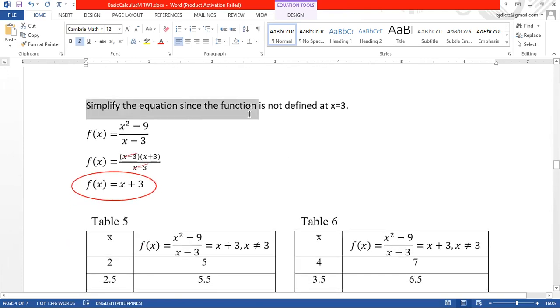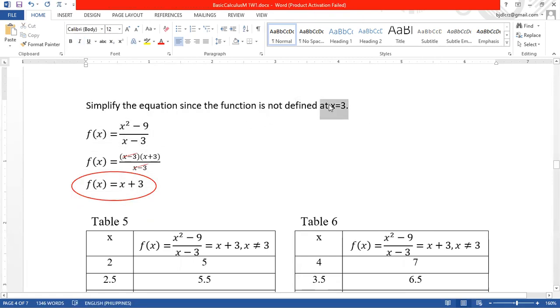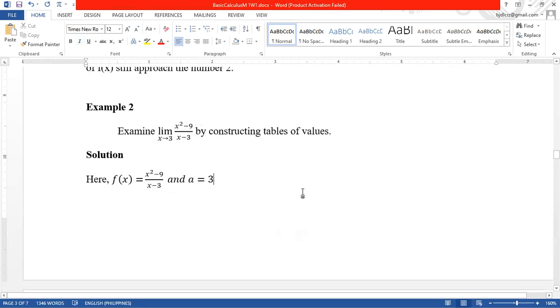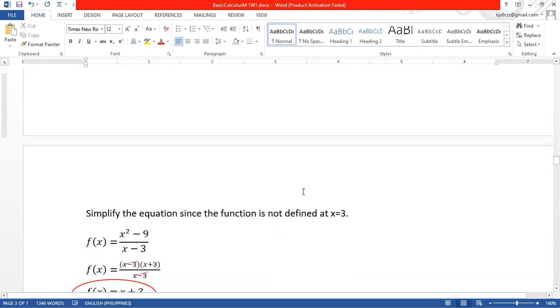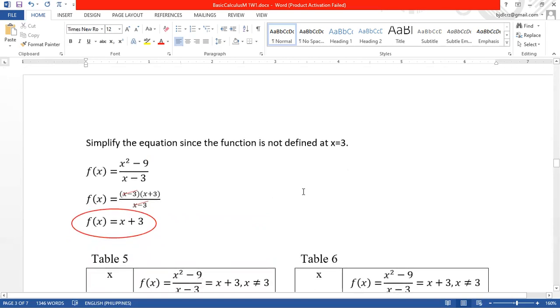So simplify the equation, since the function is not defined at x equal to 3. Why? Because whenever we substitute the value of 3 for x, 3 times 3 is 9 minus 9 is 0. The denominator, 3 minus 3, is 0. 0 over 0 is undefined. So it doesn't exist. That's why we are going to simplify the equation to make it easier to answer.